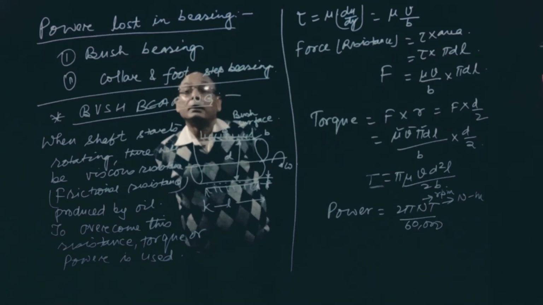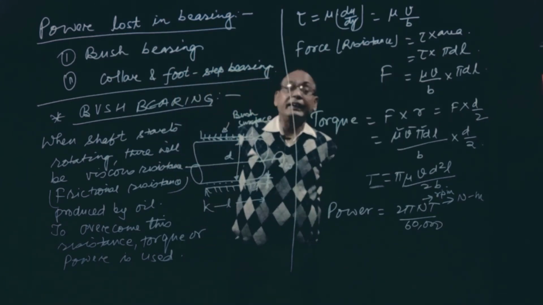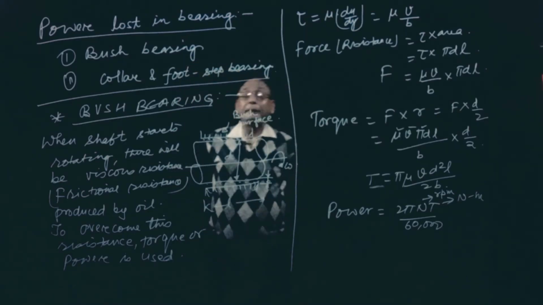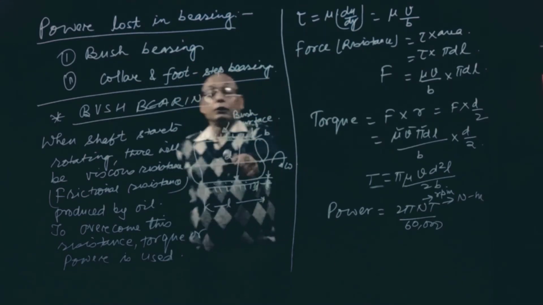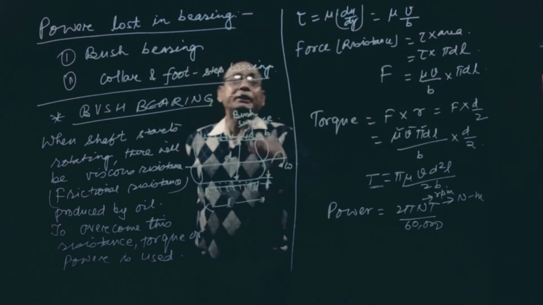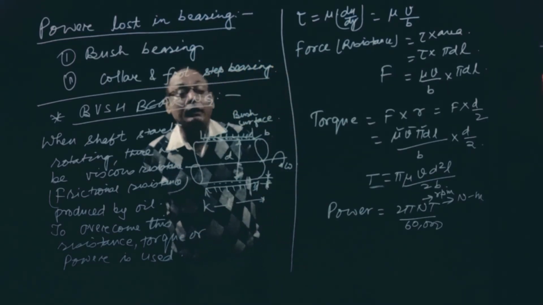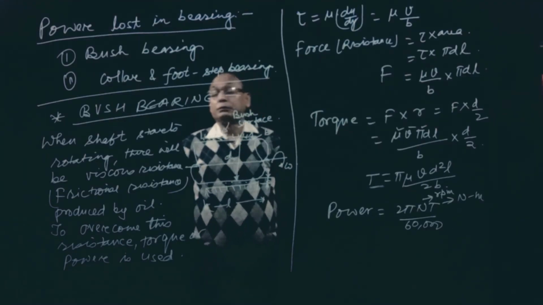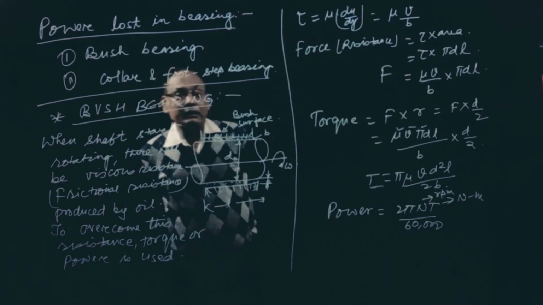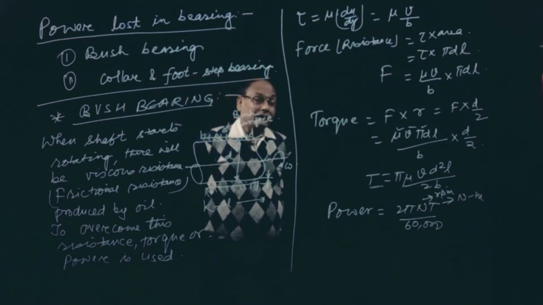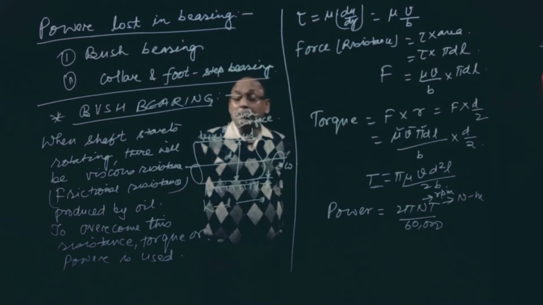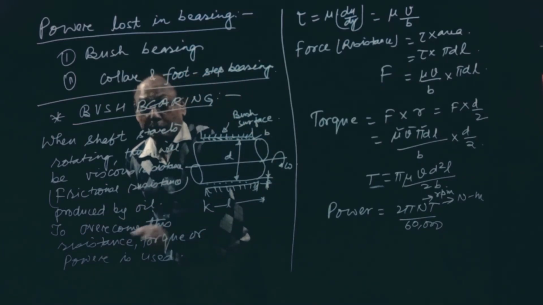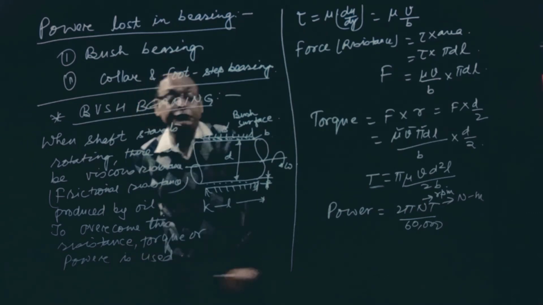So there are two types of bearing, bush bearing, and collar and footstep bearing. Bush bearing uses this one. When it starts rotating, there will be frictional resistance created by the fluid or oil between the bearing and the outer surface of the bush. To overcome this resistance produced by the oil, torque or power is used.